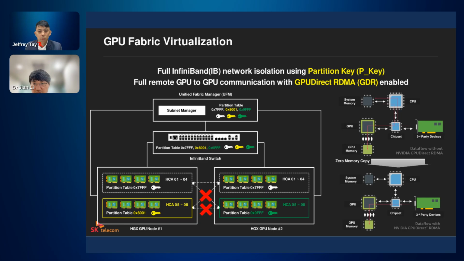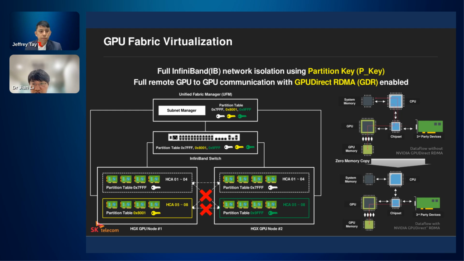RDMA. At the top, a unified fabric manager and subnet manager program the partition tables across the switches and HCAs. Each tenant gets a partition key, and you can see examples like 7F, 80, and 9F on the same slice, and those keys carve the fabric into isolated slices.